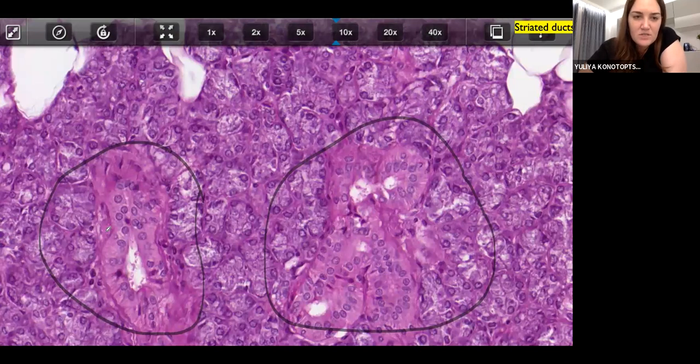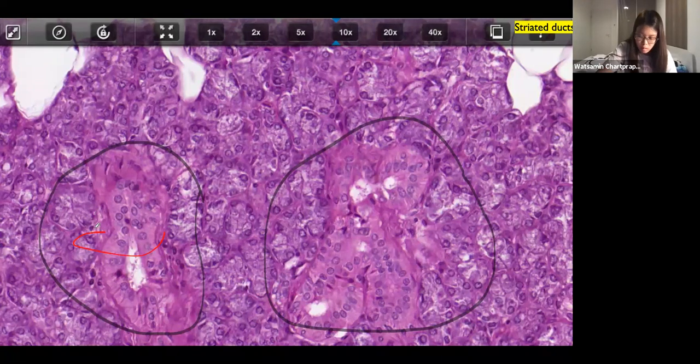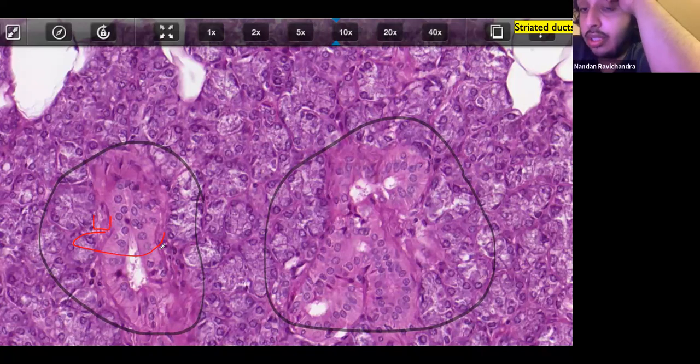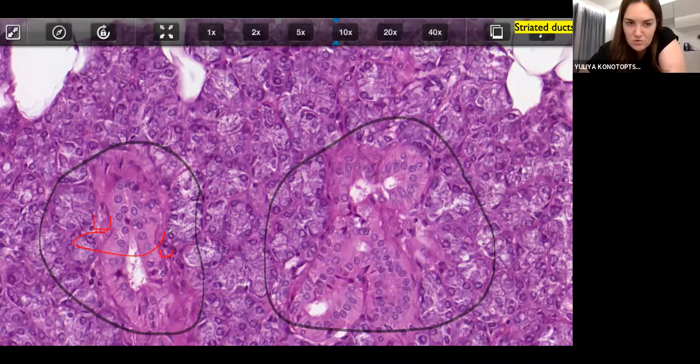Let's try again. Okay, so this one. Striated. What's this? Intralobular. It's connective tissue. Okay, so this is the connective tissue. Do not forget, what did we say? If connective tissue is present, it has to be an excretory duct. So this is an intralobular excretory duct.